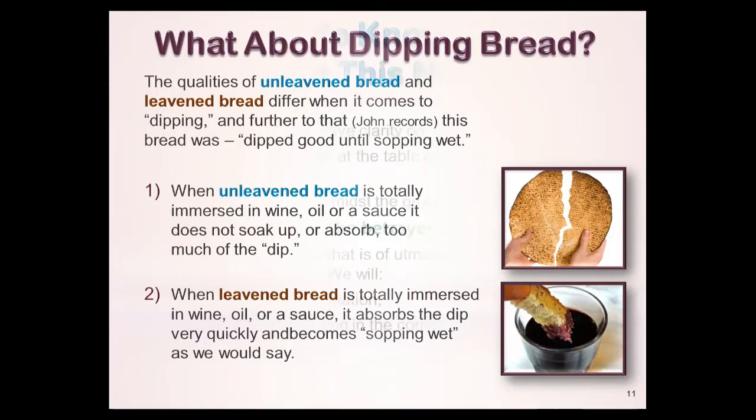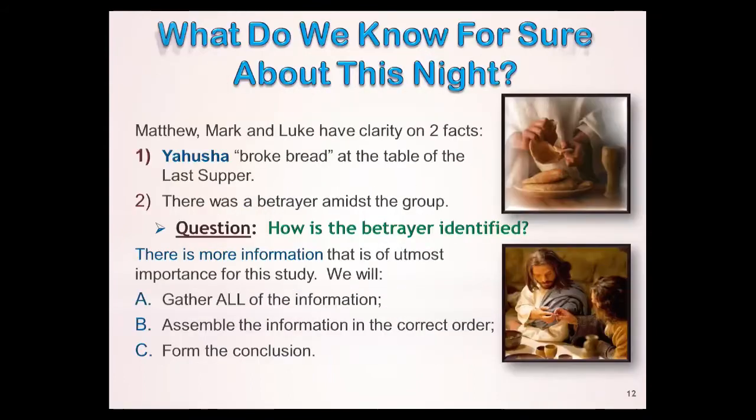Well, what do we know for sure about this night? Matthew, Mark, and Luke have clarity on 2 facts. Yahushua broke bread at the table of the Last Supper. There was a betrayer in the midst of the group. And the question is, how is that betrayer identified? There's going to be more information that is very important, and we will gather all of the information, assemble it in correct order, and then form a conclusion.